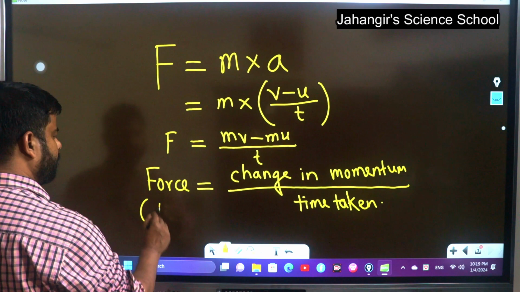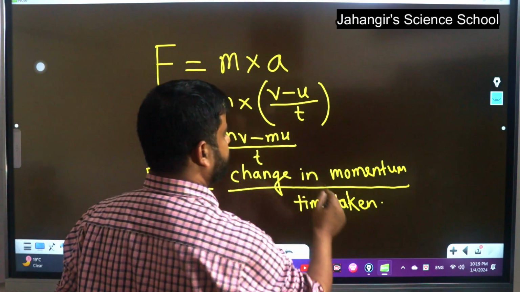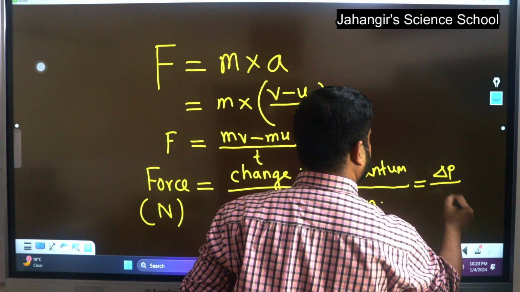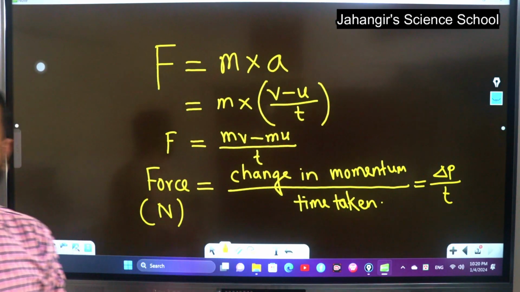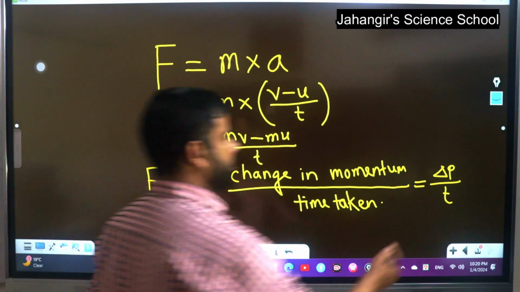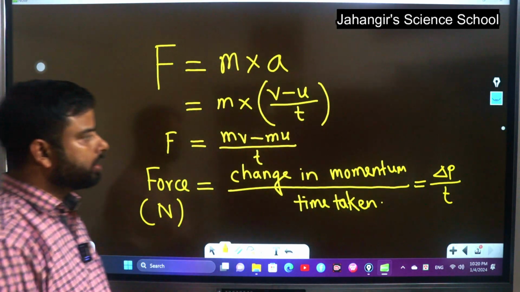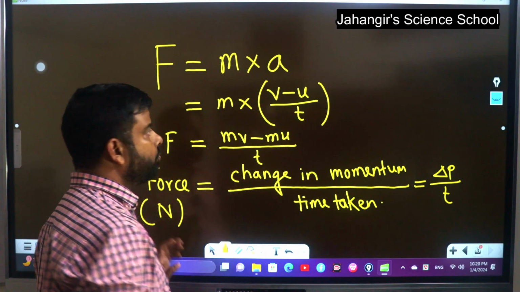The unit of force is Newton. The unit of change in momentum delta P divided by t: change in momentum is kg meter per second, divided by another second, so kg meter per second square equals force.